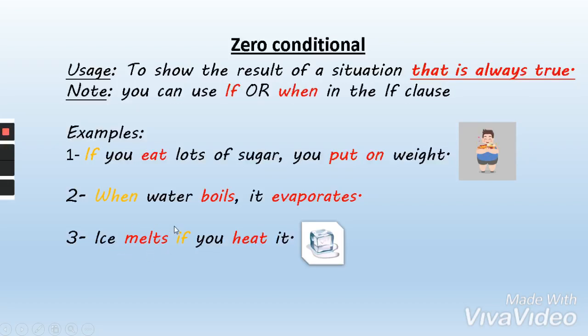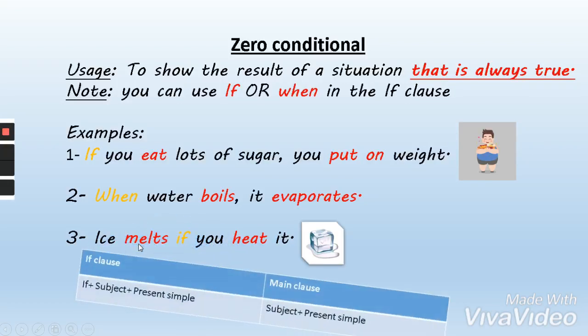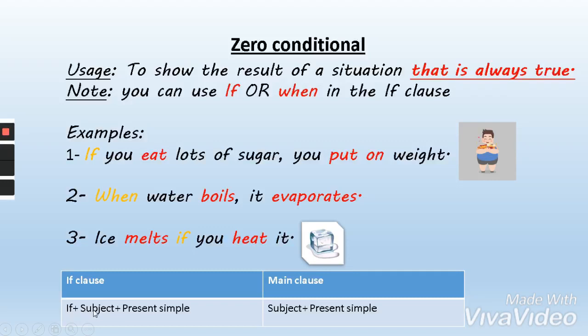Okay, so here, let's see the form. We have if, subject followed by a present simple verb in the if clause, and we have subject followed by a present simple verb in the main clause. Now let's move to the first conditional.